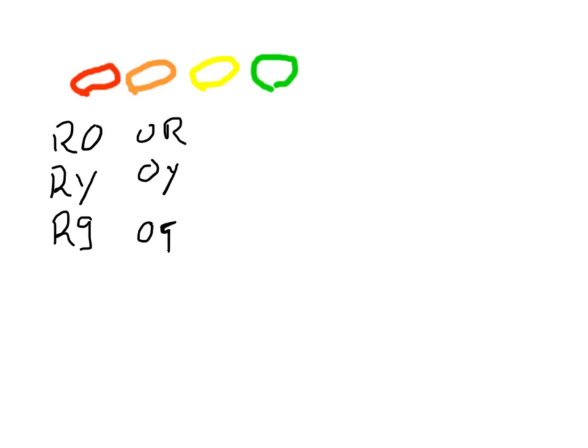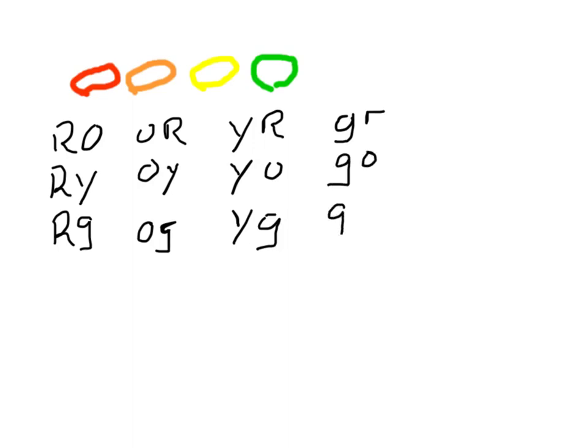So we can just start trying to list them out here. I could, of course, go with red, orange, or I could go with red, yellow, or I could go with red, green. And then I could also go with orange, red, or orange, yellow, or orange, green. Or I could go with yellow, red, or yellow, orange, or yellow, green. Or I could go with green, red, or green, orange, or green, yellow.